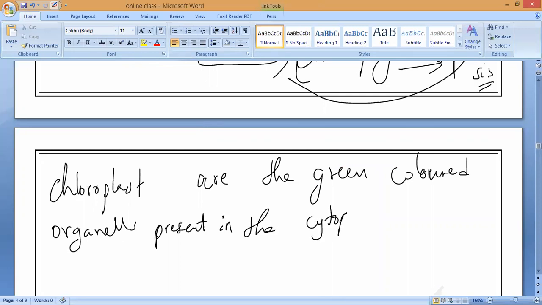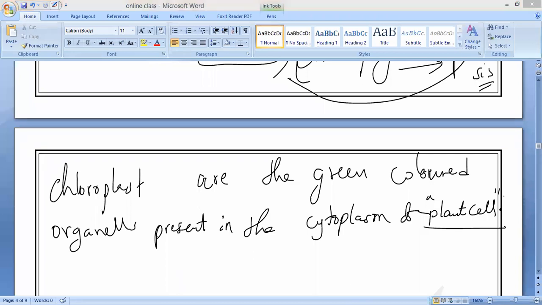Cytoplasm of which cell? Plant cell or animal cell? Cytoplasm of a plant cell. Please write it. Cytoplasm of which cell? Plant cell. Understand? Yes or no? That is what you have to remember.